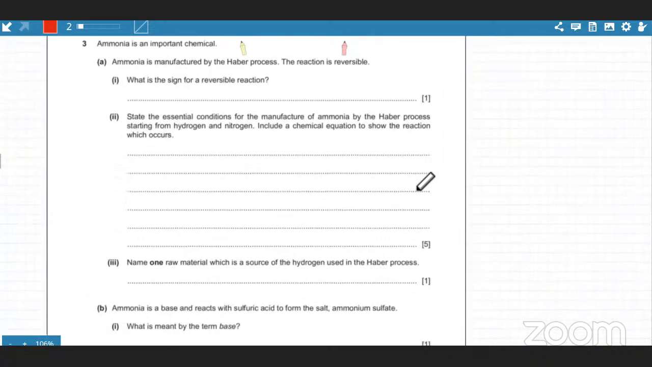The next part is ammonia is an important chemical. Ammonia is manufactured by the Haber process. The reaction is reversible. What is the sign of a reversible reaction? That's an easy part.